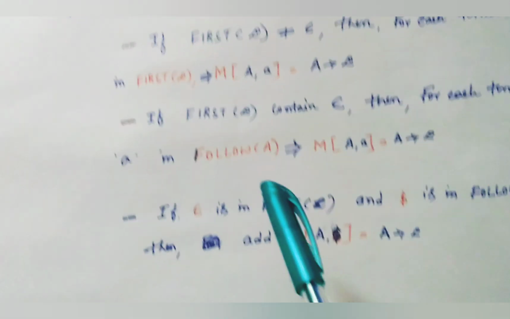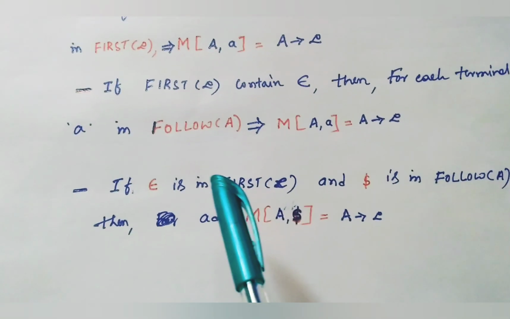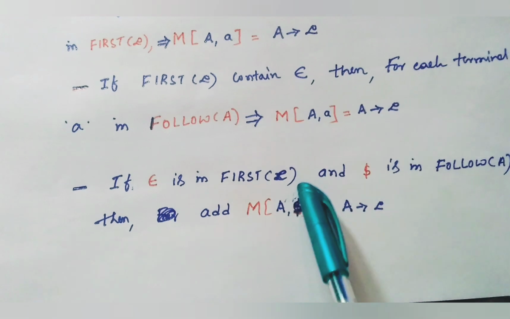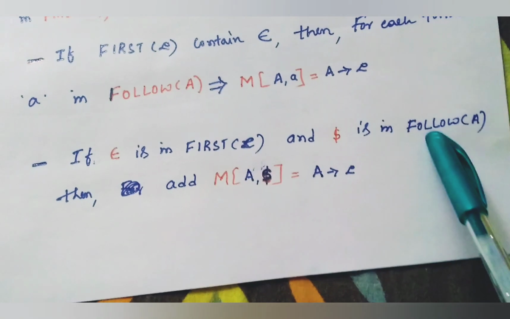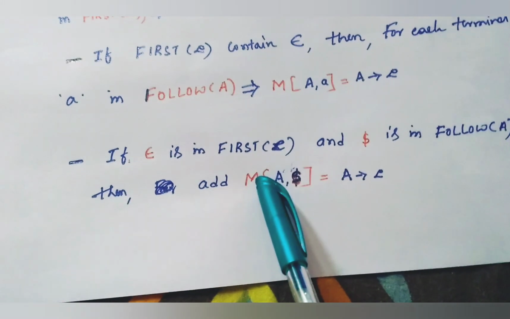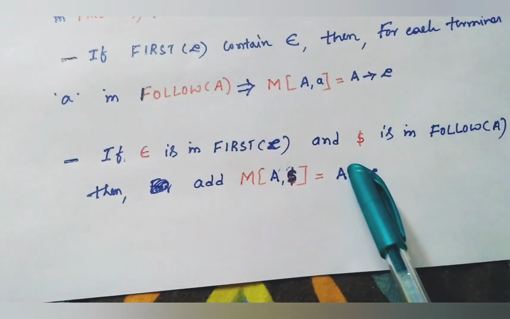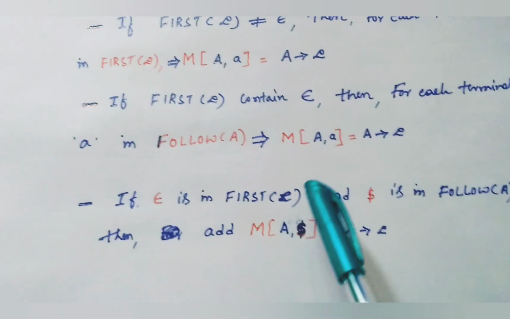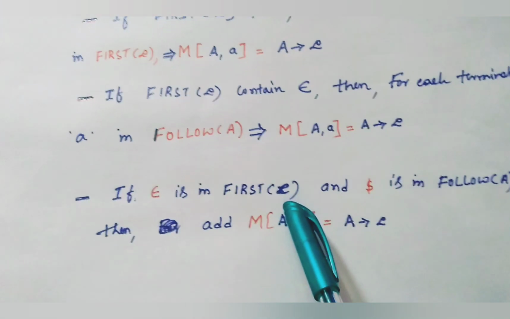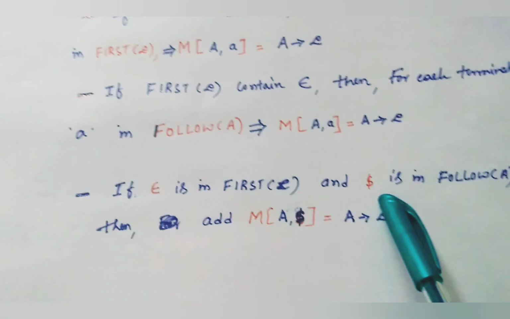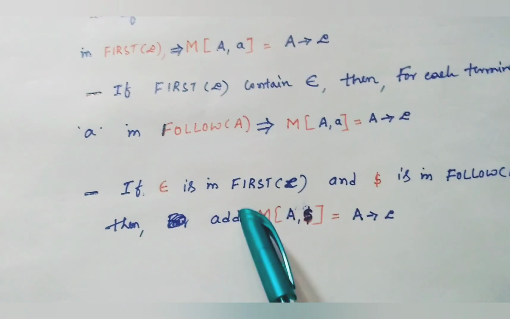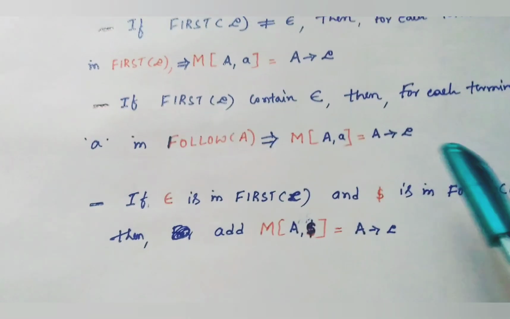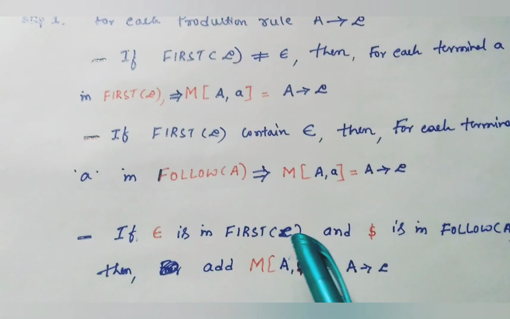The third rule says that if epsilon is in first of alpha and dollar is in follow of A, then add M of A and dollar is equal to A tends to alpha. It means if alpha is equal to epsilon and dollar is in follow of A, you have to add M of A comma dollar is equal to A tends to alpha. These are the rules which we are using to construct the parsing table.